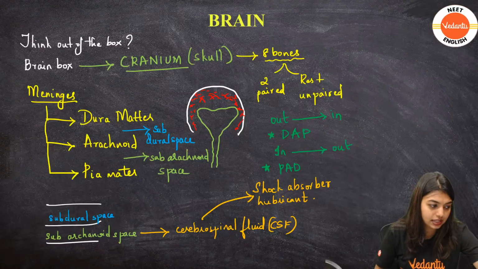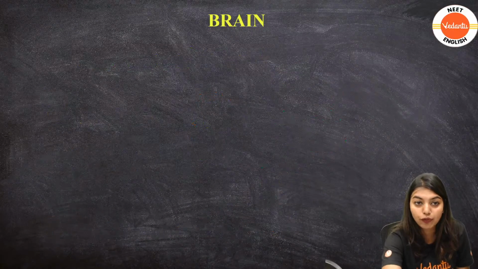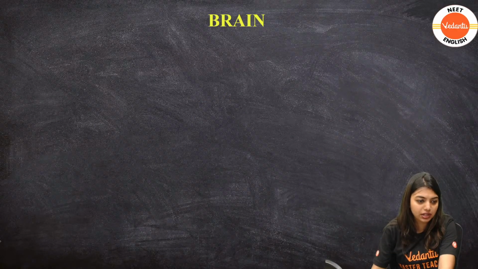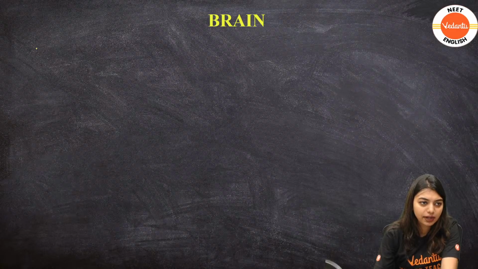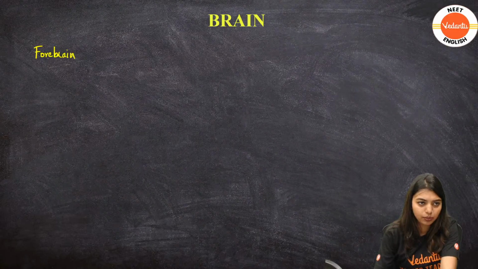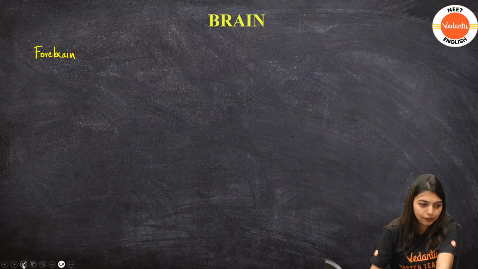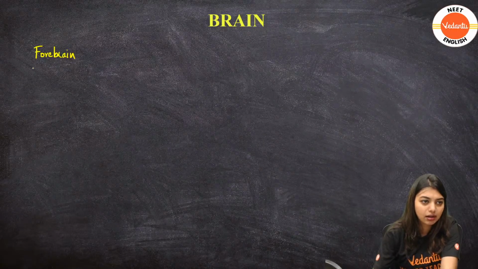Okay, understand this much. Now we will understand about the forebrain, midbrain, all that we will understand here. Yes, let's start. So students, I told you brain is divided into forebrain, right? It is divided into forebrain. Now in forebrain you should know that there are 3 parts.